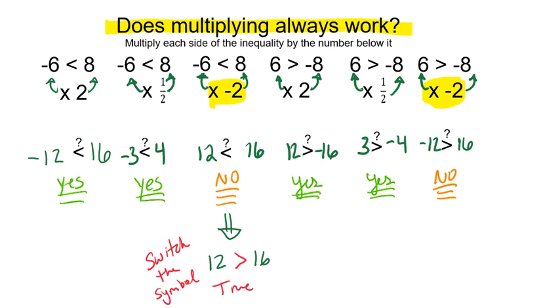Let's take a look at our other problem that wasn't working out. So we have negative 12 and 16. What happens if we just switch that greater than sign to a less than sign? Will it work? Is negative 12 less than 16? And now that becomes true. Again, all we did was switch the symbol.